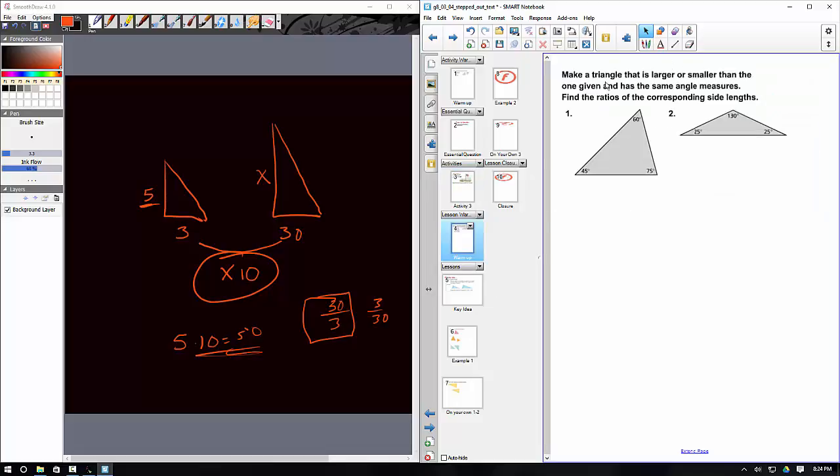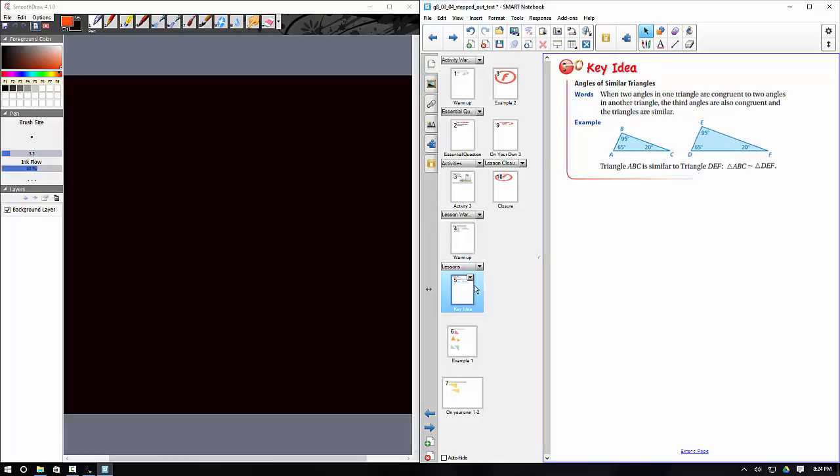Next one says make a triangle that is larger or smaller than the ones given and has the same angle measures, and find the ratio of the corresponding side lengths. All right, so this one here, the key idea essentially is looking at the different triangles and looking for the same angle measurements. And triangle DEF is similar, that's what this little squiggly line means, to ABC.